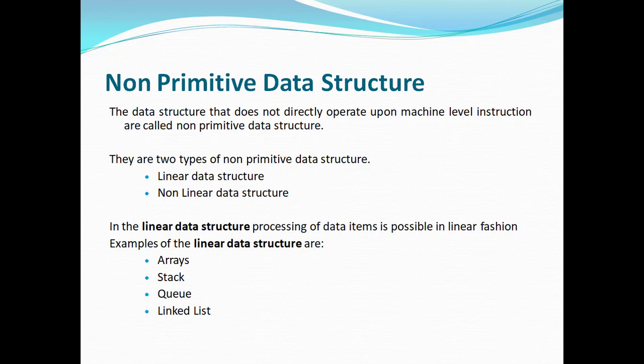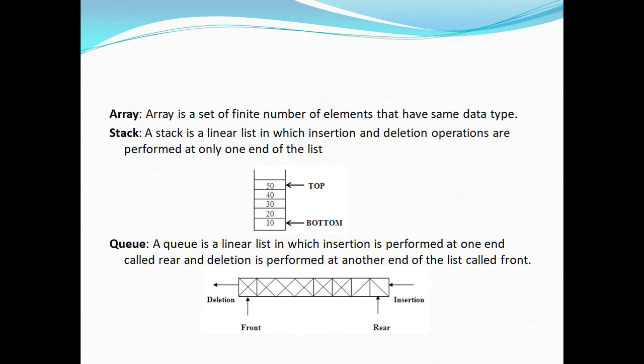In the linear data structure, processing of data items is possible in linear fashion. For example, linear data structures are arrays, stack, queues, linked list. First we will see what is array. Array is defined as a set of finite number of homogeneous elements or data items. Homogeneous means the data type of all the elements is the same. That means an array can contain one type of data only.